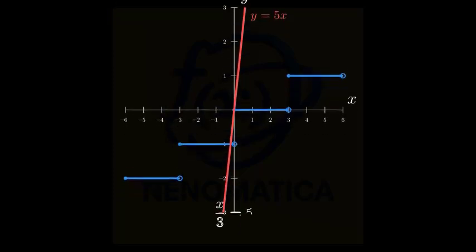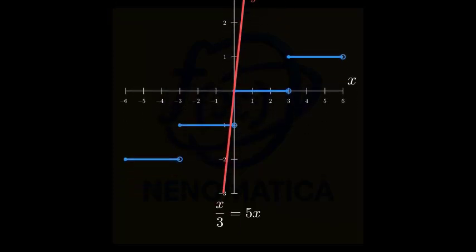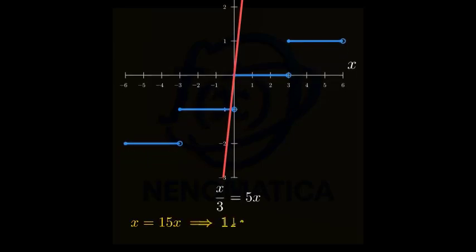Step 1. If we ignore the floor for a moment and set x over 3 equal to 5x, then x equals 15x, which simplifies to 14x equals 0. So x equals 0.